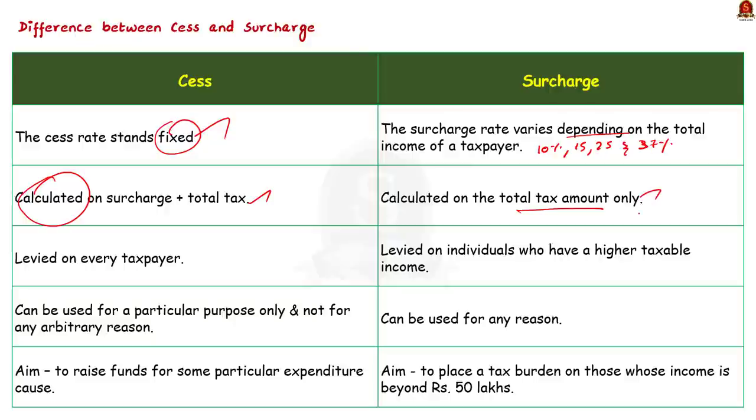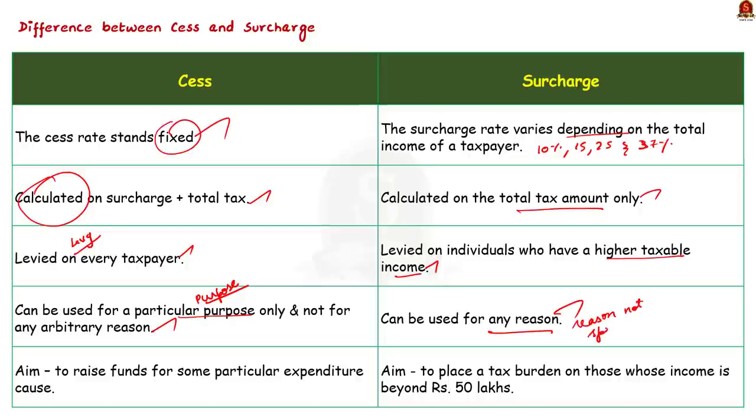Thirdly, the differences in the levy. See, the Union government levies cess on every taxpayer, whereas the government levies a surcharge on those individuals who have a higher taxable income. This is the third difference. Fourthly, the differences in the purpose. See, the Union government can use cess for a particular purpose only and it cannot be used for any arbitrary reason. A surcharge, on the other hand, can be used for any reason and here the reason does not have to be specified by the government. So, this is the fourth difference.